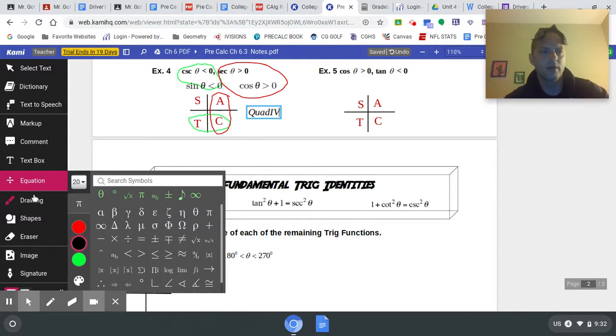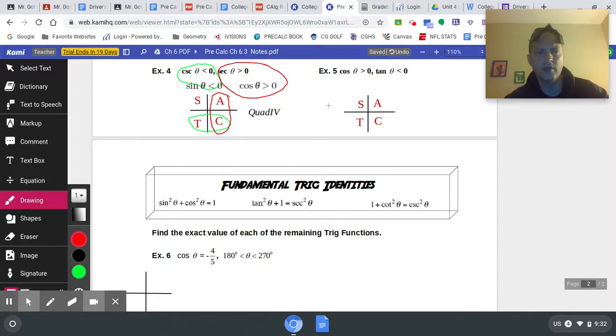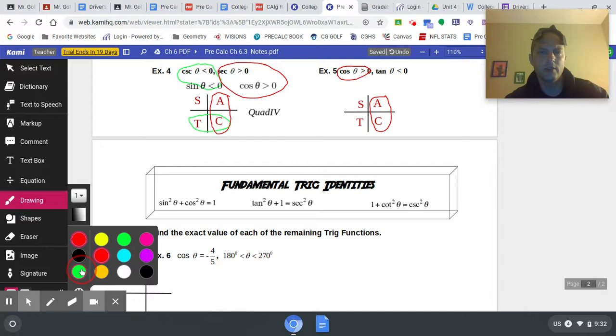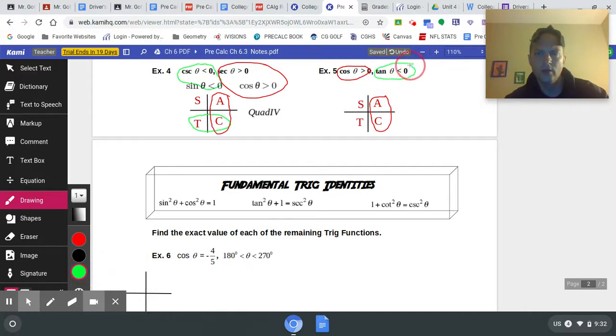So I take a look. Example 5, I have cosine of theta is greater than 0. We know cosine is positive in quadrant 1 and quadrant 4. And now where is tangent less than 0? Where is it negative? Well, I know where it's positive at A and T. I know it's negative in the other two, S and C.